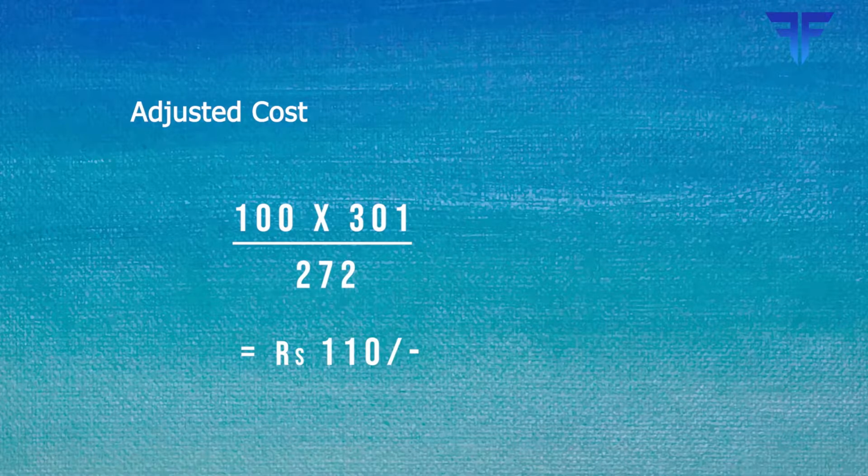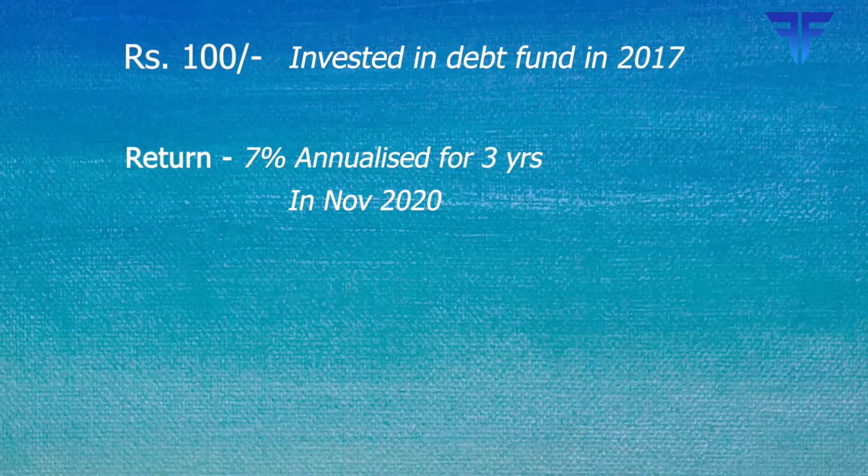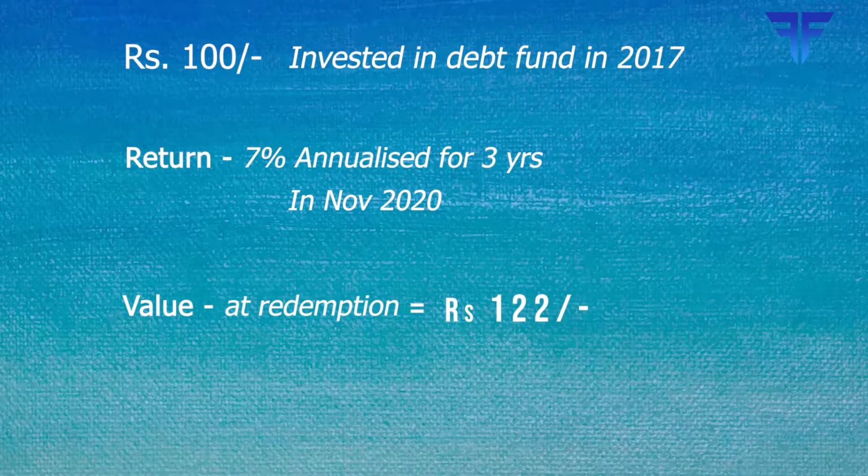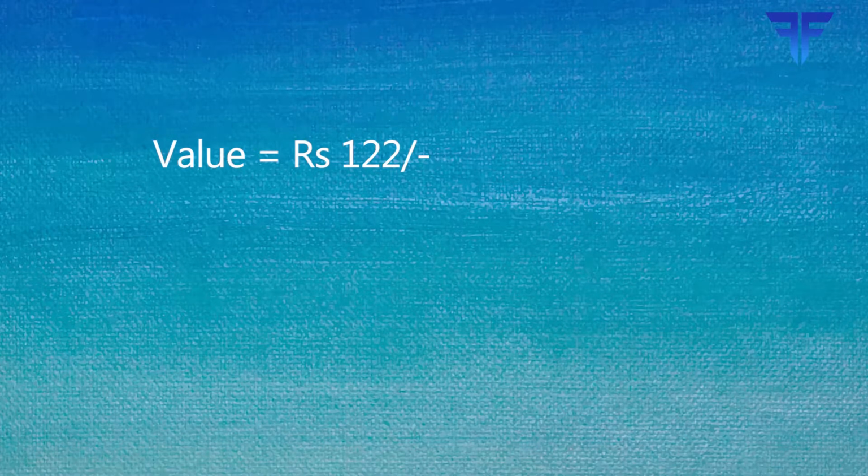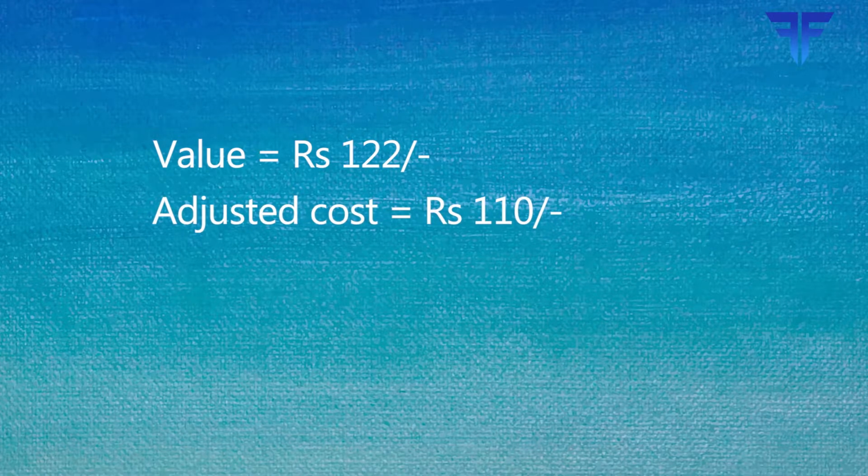Now let's assume that your debt fund gave you an annualized return of 7% for these 3 years. That means the value of your 100 rupees has grown to 122 rupees thanks to this investment. Now the value has grown to 122 rupees. Your adjusted cost is 110 rupees. That means your gain is just 12 rupees.